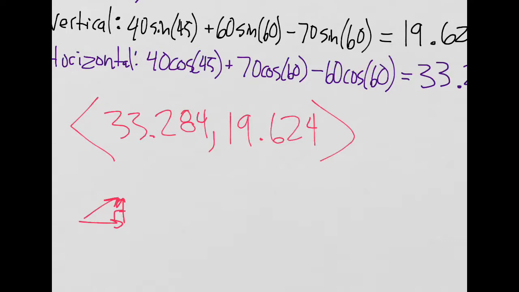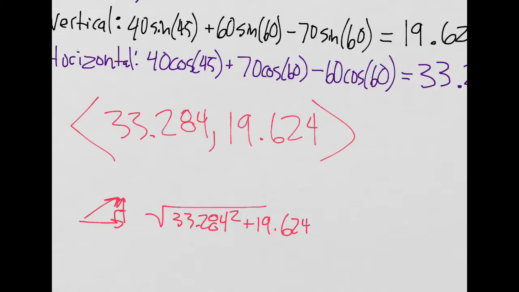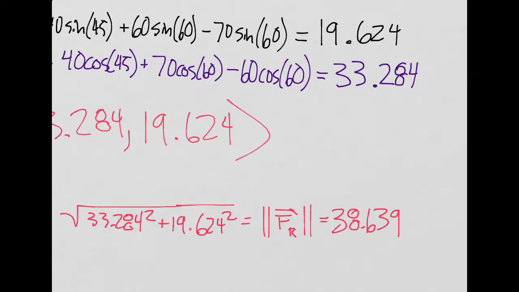So a little Pythagorean theorem, to find this magnitude, we're going to take the square root of 33.284 squared plus 19.624 squared, and that will equal the magnitude of this resultant vector. So crunch that in your calculator. You should end up with roughly 38.639 pounds as the magnitude of the resultant vector.